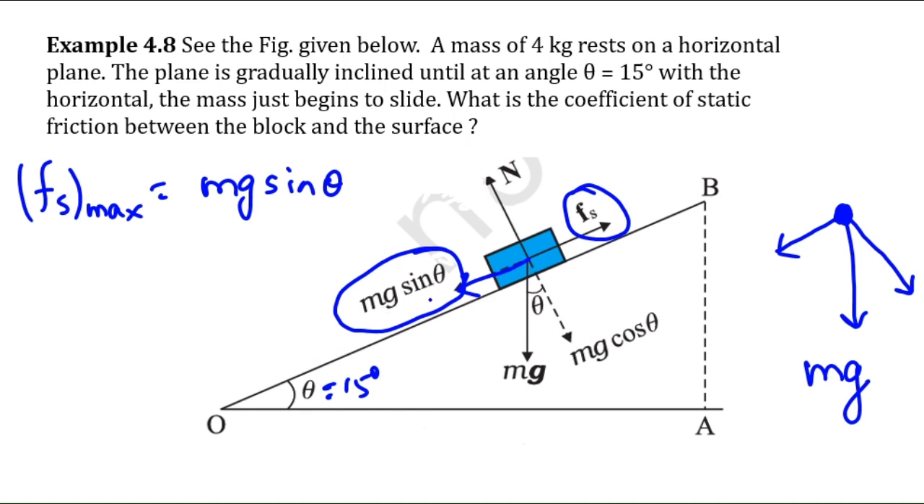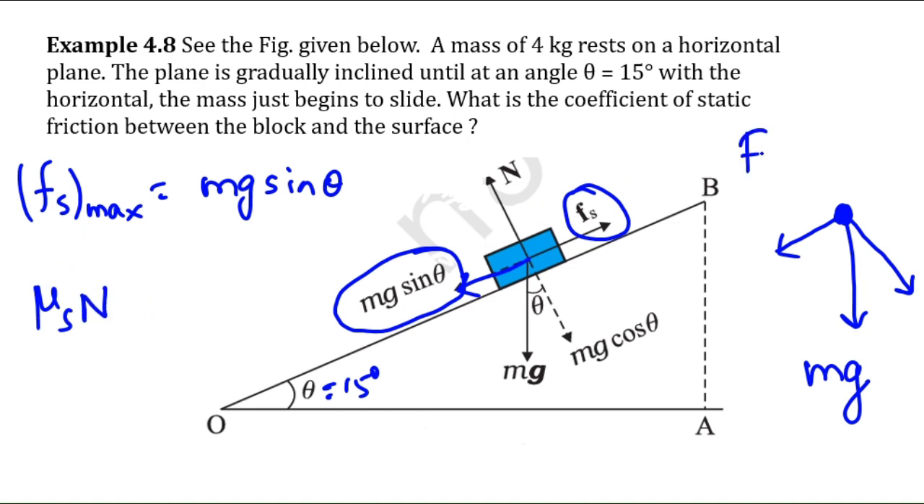So mg sine theta is the component along the inclined plane, and this mg sine theta is responsible to overcome the maximum static friction here, or the limiting value of the static friction, and this can be written as Fs max equals mg sine theta. Okay, now this Fs max will be mu s into N.